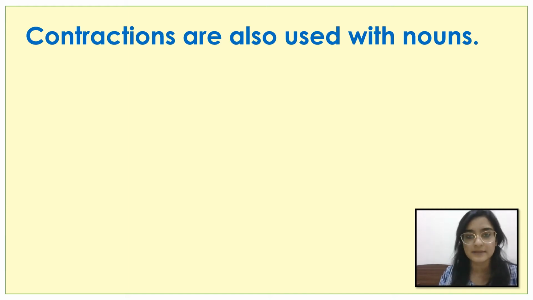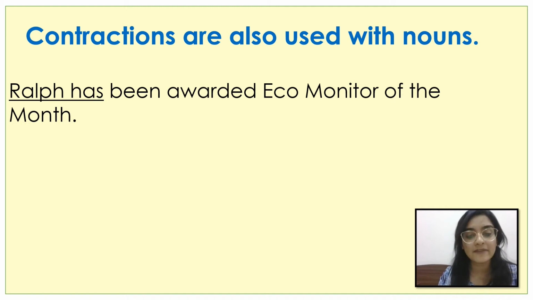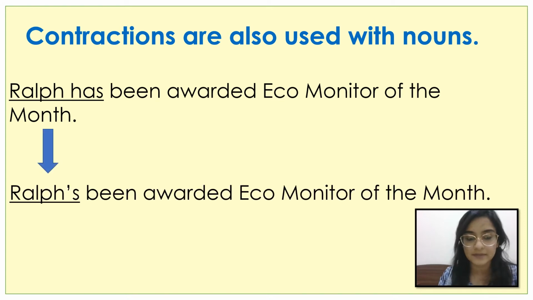Now, let's see how contractions are also used with nouns. Ralph has been awarded Eco Monitor of the Month. Ralph's been awarded Eco Monitor of the Month. The noun is Ralph. Observe how the apostrophe was used in place of the omitted letters H and A.